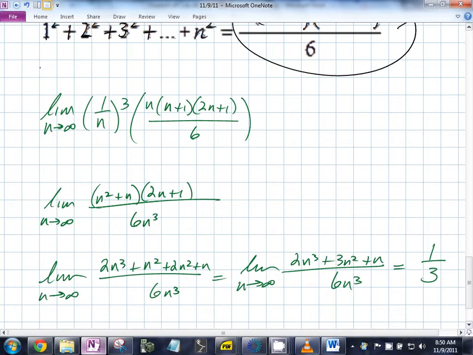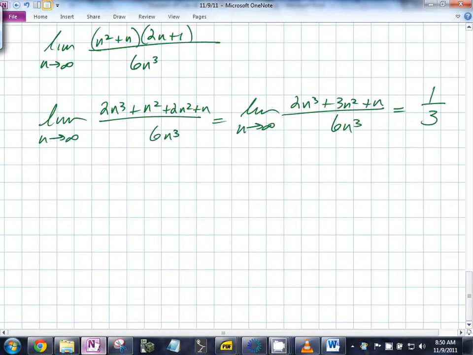What's the power of the top? What's the power of the bottom? The powers are therefore equal. Do you remember this from like week 1, day 3, I think? It's 2 over 6, which is 1 over 30.